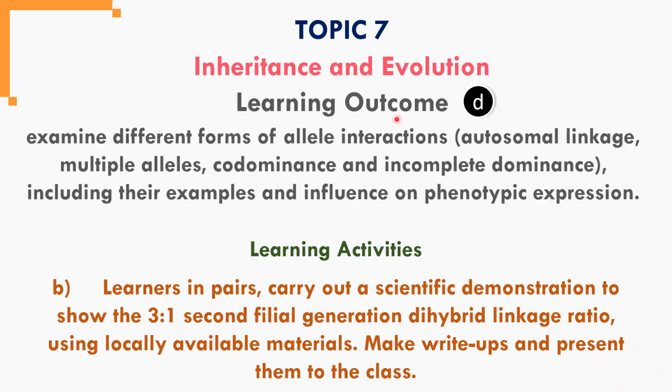We have been looking at learning outcome D: examine different forms of allele interaction, autosomal linkage, multiple alleles, codominance, and incomplete dominance, including their examples and influence on phenotypic expression. We have been looking at learning activity B. Learners in pairs carry out a scientific demonstration to show the 3:1 second filial generation dihybrid linkage ratio using locally available materials. Then they make write-ups and present them to the class.